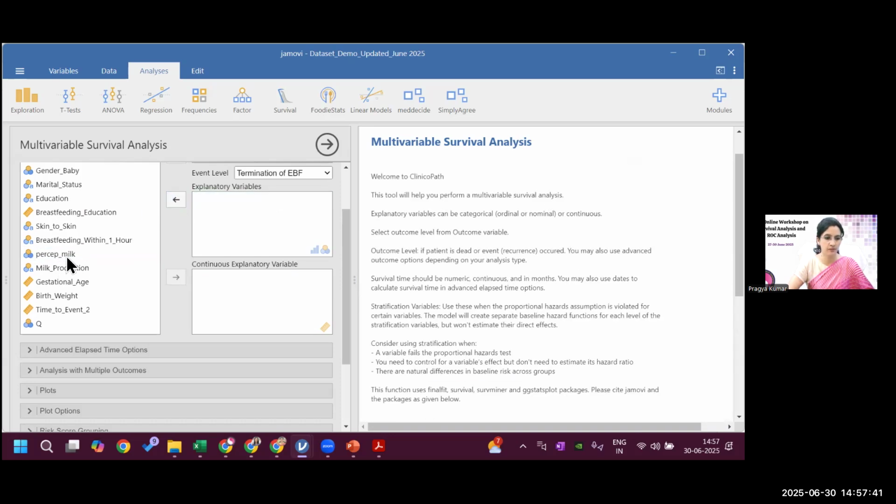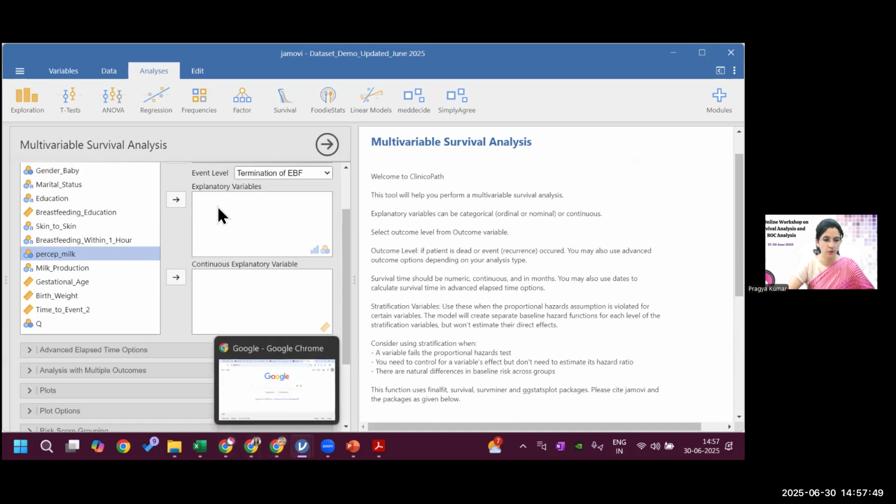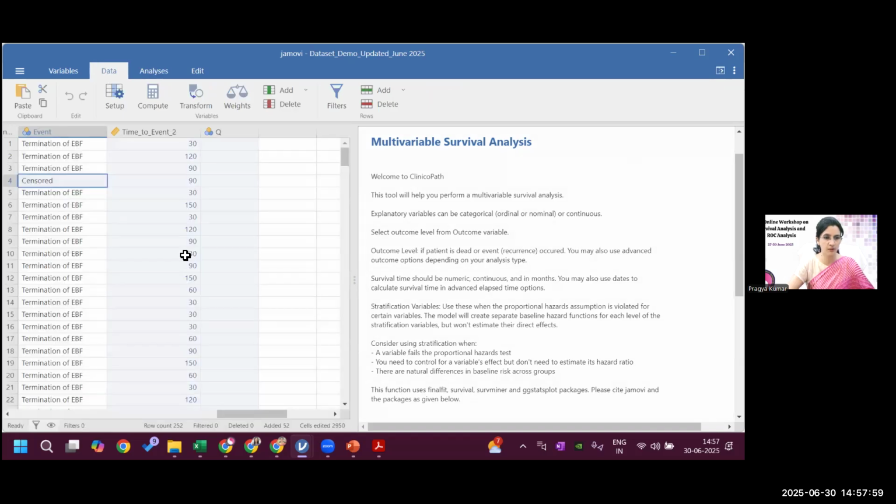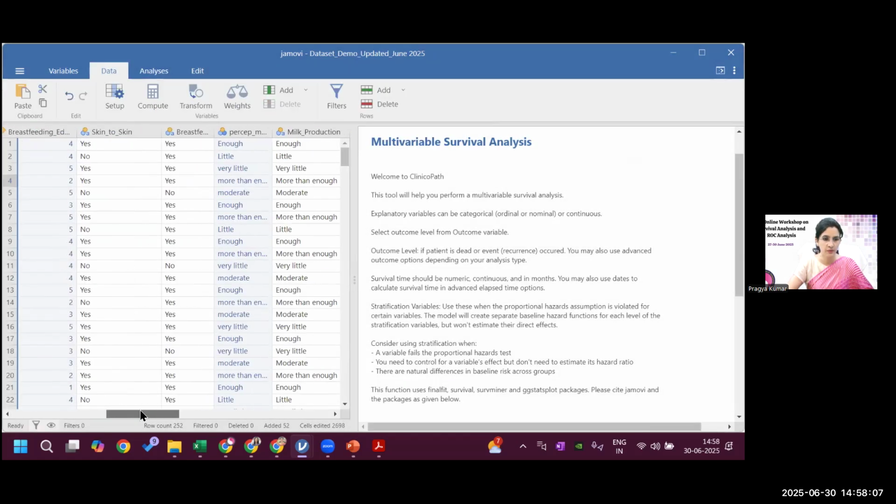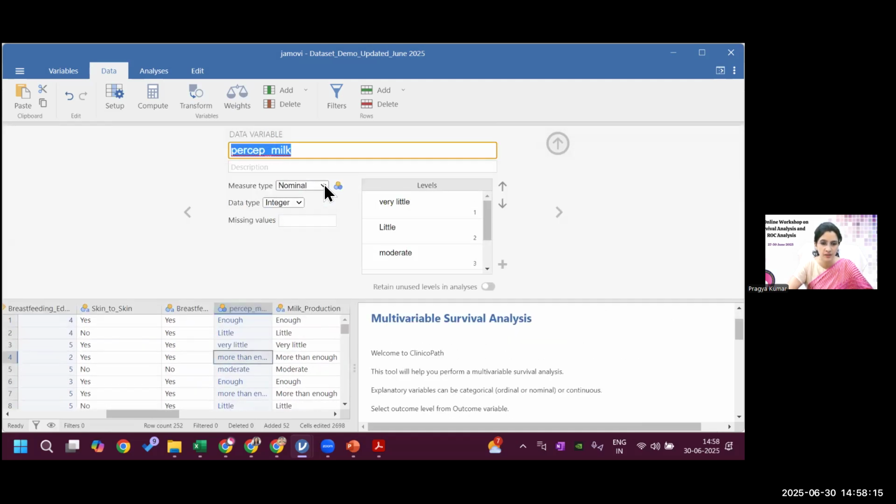Perception of breast milk. Let me see perception. If you want to include it as an ordinal, then you can. Let me see what this Q is. Oh, it was the quota. No, I think it's not needed. Let's delete this. If I want to include it as a continuous variable, I need to change the nature, so it is continuous for me.